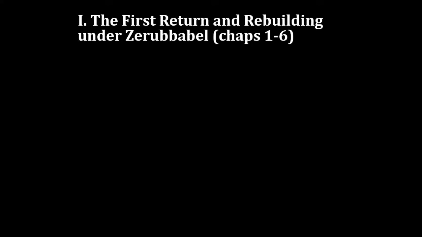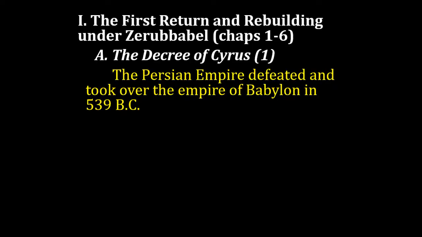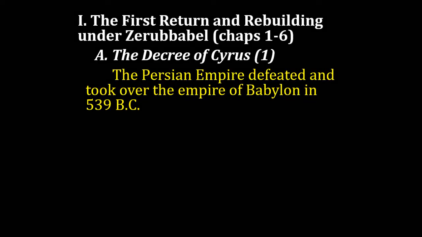So we have the first return and rebuilding under Zerubbabel, and this is chapters 1 through 6. And again, Esther is going to fall between chapters 6 and 7, and we're going to look at her after Nehemiah, but just keep in mind that that's where her life is taking place. But we had the decree of Cyrus in chapter 1. Persian Empire defeated and took over the empire of Babylon in 539 BC.